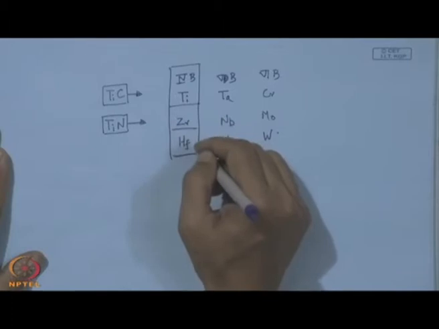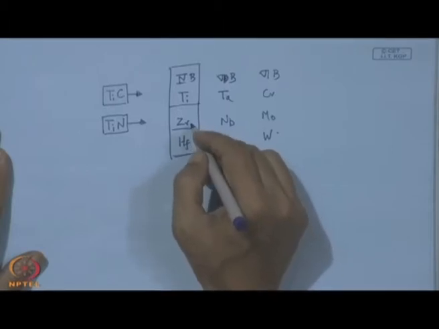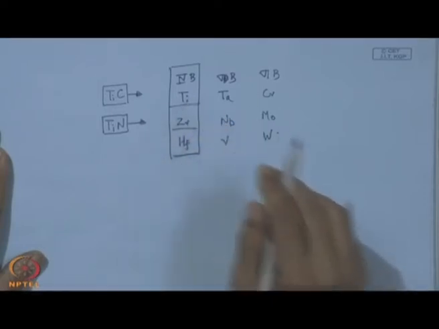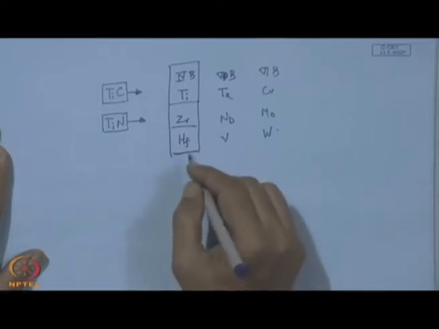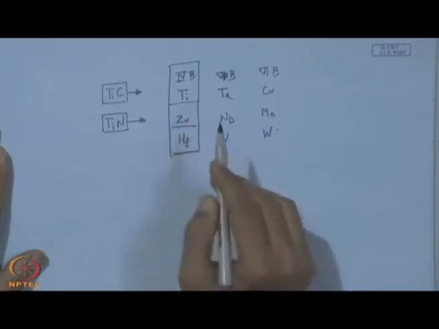So, the chemical stability of carbide goes in this order. That means, hafnium carbide is more chemically stable than zirconium carbide, and zirconium carbide is more chemically stable than titanium carbide. Similarly, we can also have hafnium nitride, zirconium nitride or titanium nitride.